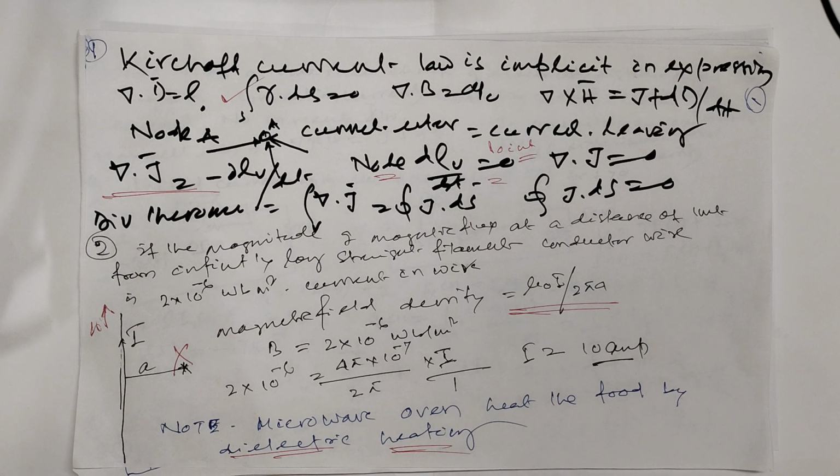And it is an infinitely long line. You have to take the field at a point, which is equal to μ0 I by 2πa, where a is the distance. Here the flux density is given as 2 × 10^-6, so the current will become 10 ampere. So in the microwave oven, the food is heated by dielectric heating.